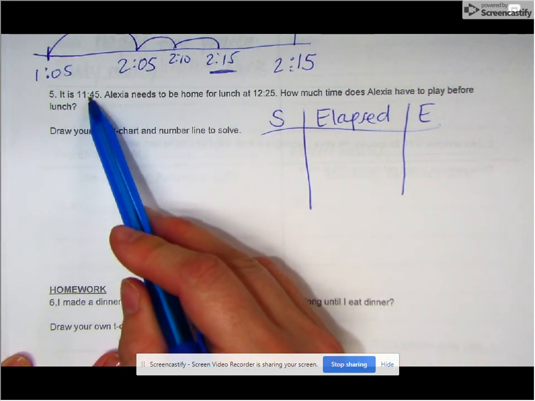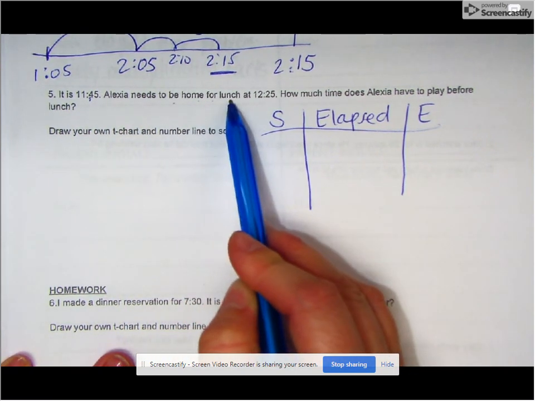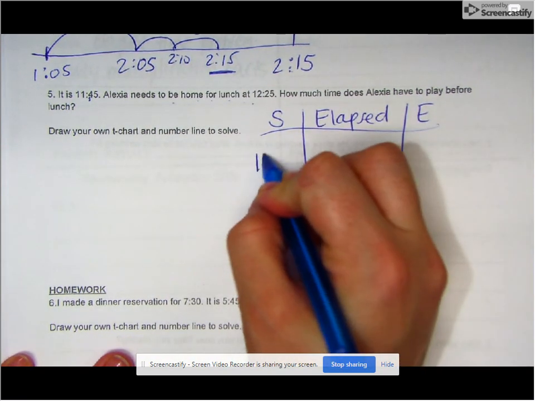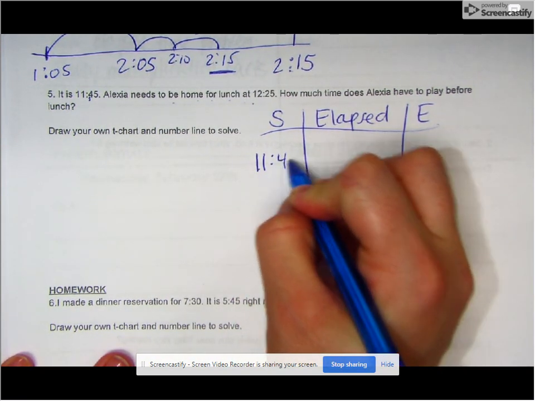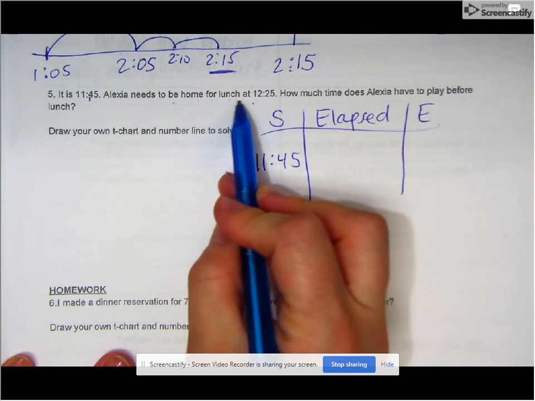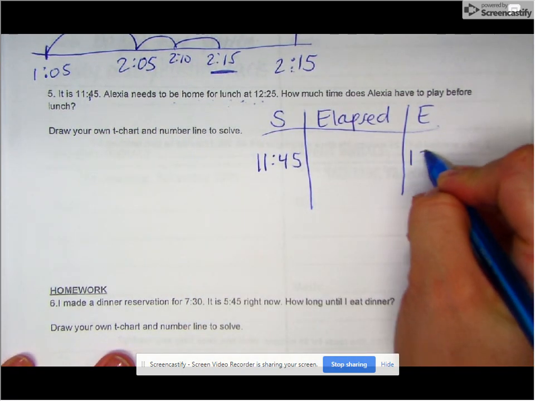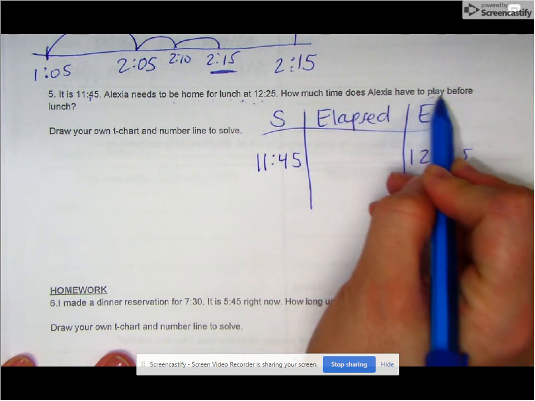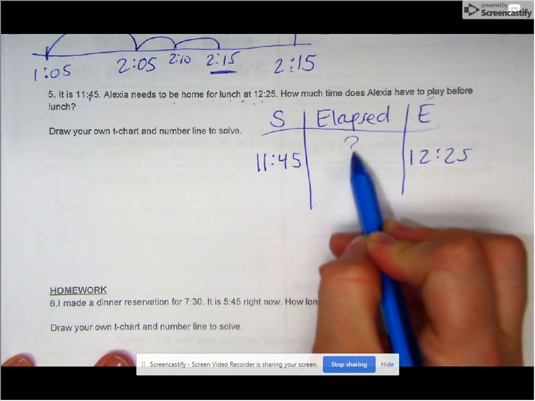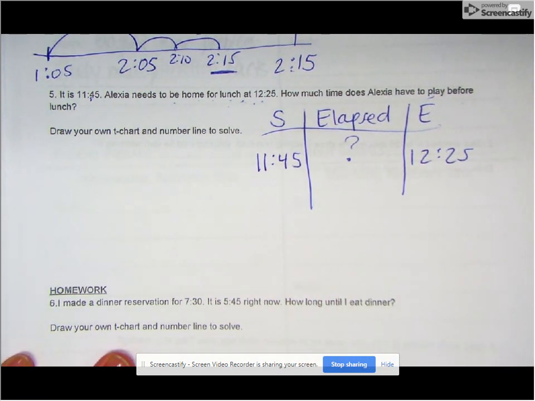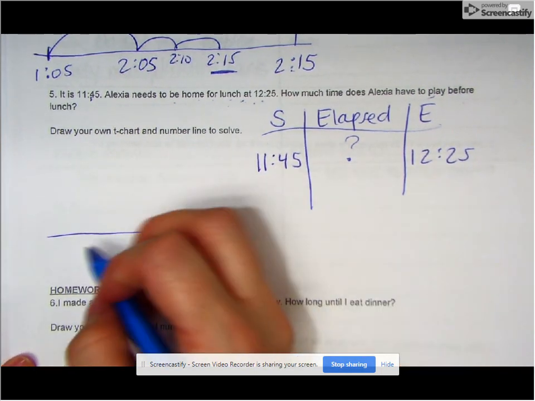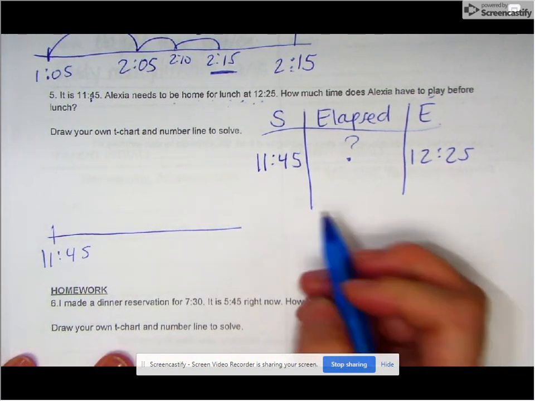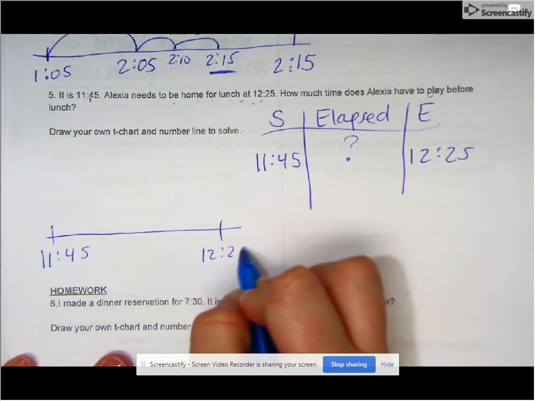It is 11:45. She needs to be home for lunch at 12:25. It's 11:45 now. That's our start time. She has to be home at 12:25. And how much time does she have to play before lunch? So that's what we're trying to figure out, the elapsed time. And draw a little number line. Start at 11:45. And we know we got to stop at 12:25.